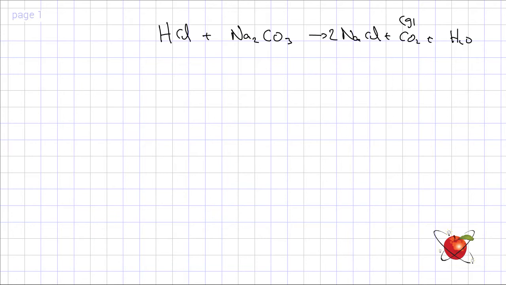Na2CO3, 2 Nas, which is fine. And all we've got to do now is use 2 Cls. So we've got 2 HCls there, so we can balance the Cls. And let's just see, CO2, the C is balanced. There we go. Okay, now let's see what the ratio is. The recipe, 2 plus 1 goes to 2 plus 1 plus 1.